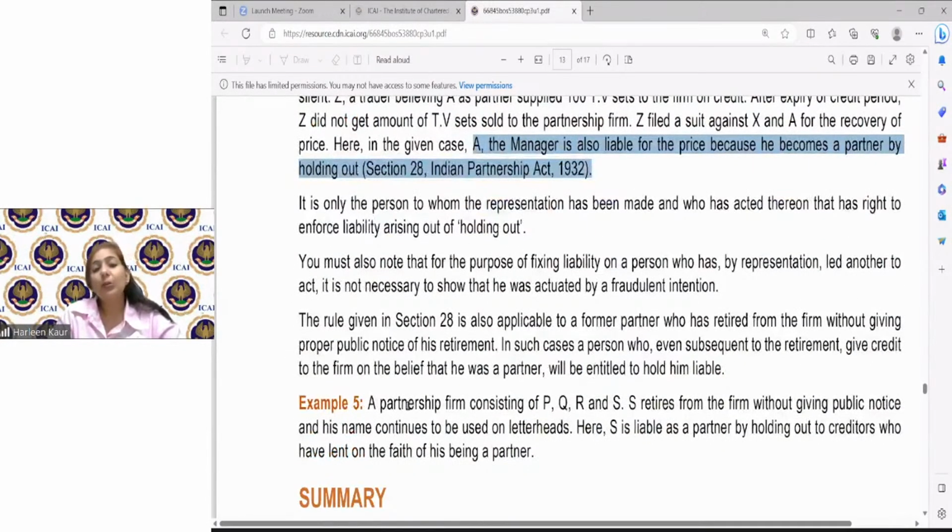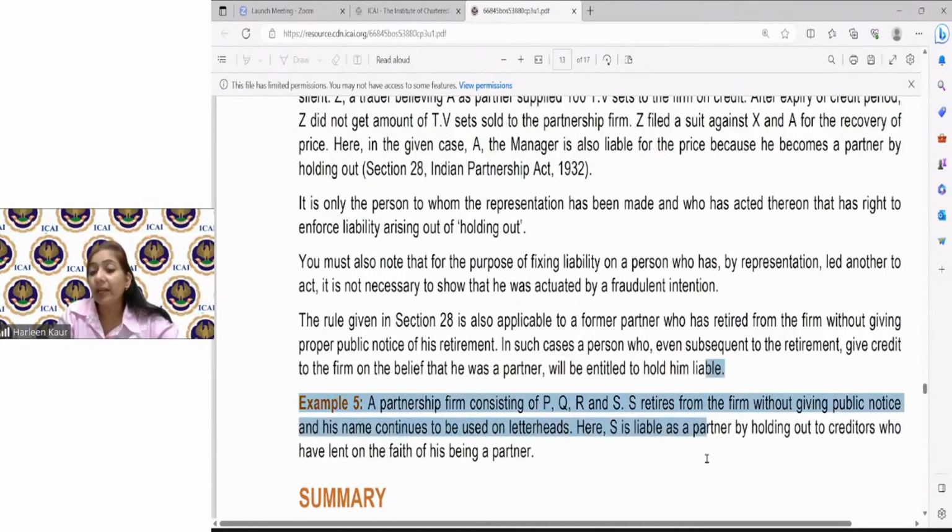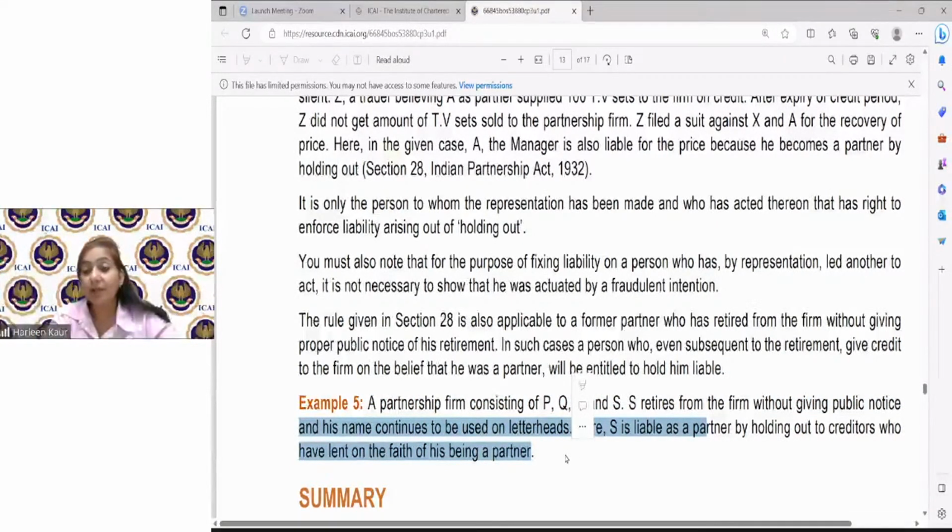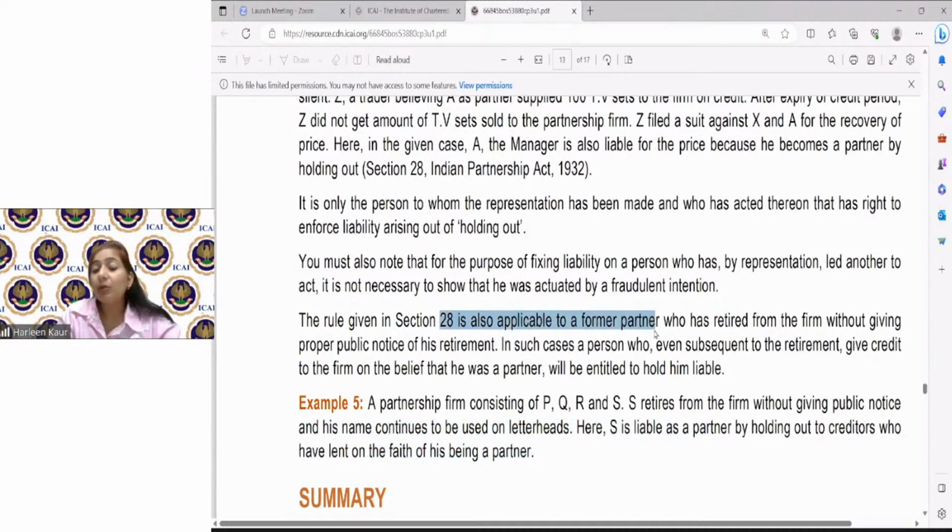Example number 5 tells you another thing. It says if there are firm P, Q, R, S are the partners. Now S retires without giving the public notice and his name is still on the letterheads. Here also S is liable as partner by holding out because the creditors have lent money on the faith of him being a partner. So very important to give a public notice, children. Section 28 कह रहा है it is also applicable to a former partner. Former means पुराना partner who has retired from the firm without giving a proper notice.